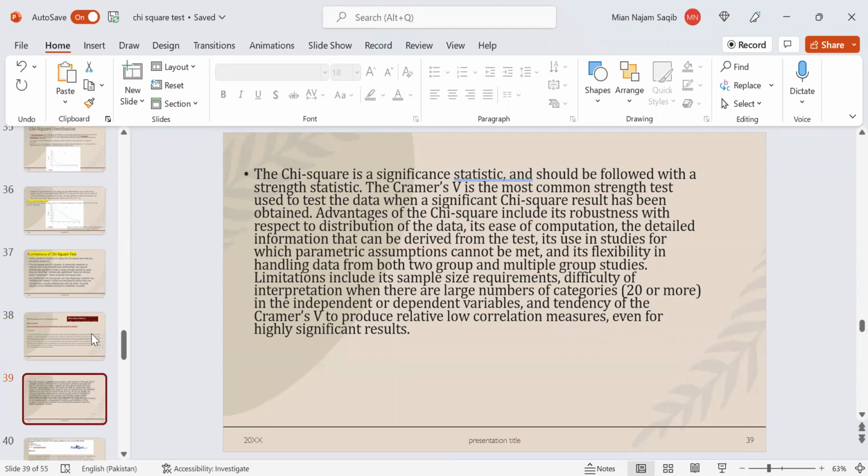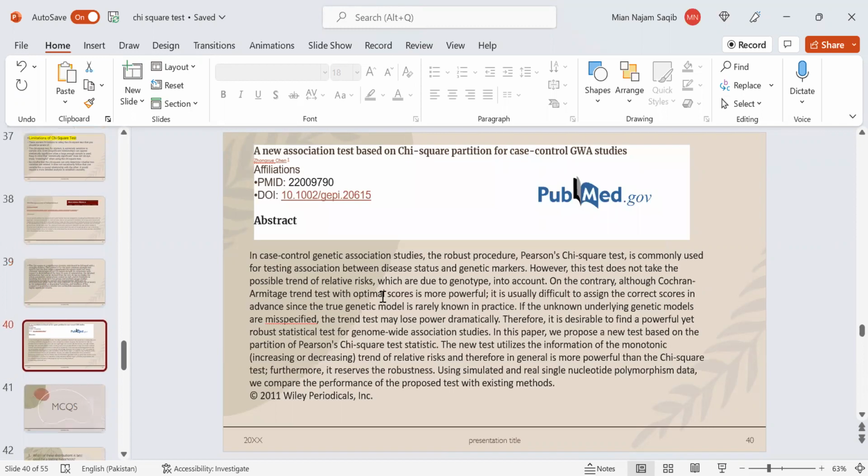Advantages of the chi-square test include its robustness with respect to distribution of data, its ease of computation, the detailed information which can be derived from the test, its use in studies for which parametric assumptions cannot be met, and its flexibility in handling data from both two-group and multiple group studies. Limitations include its sample size requirements, difficulty of interpretation when there are large numbers of categories in the independent or dependent variables, and the tendency of Cramer's V to produce relatively low correlation measures even for highly significant results.